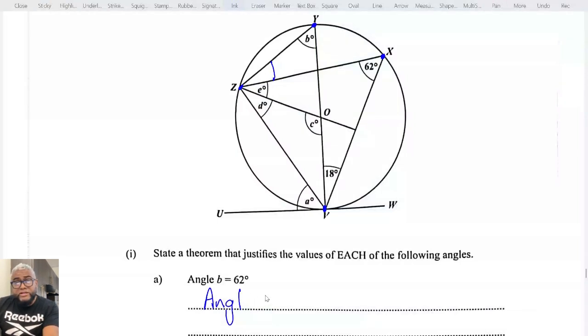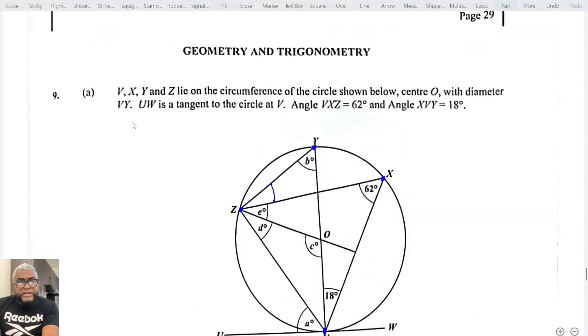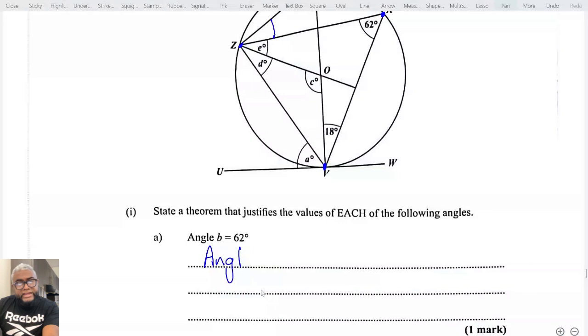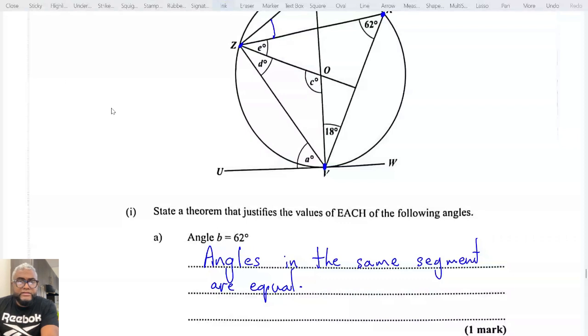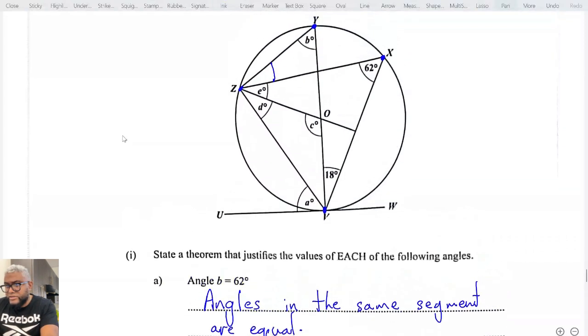This is 2024 June, number 9, A, 1, then A again. Angles in the same segment are equal. Right? So that's how we know B is equal to 62.